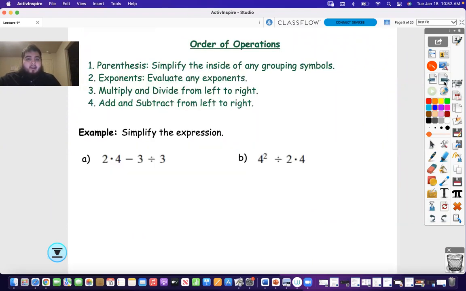So get ready. Order of operations. I'm gonna go ahead and give you guys about 2 minutes, maybe 3, to write the steps down in example A and B. Okay, I'm gonna give you 2 minutes. I'll add more to the timer if you need more time to write.